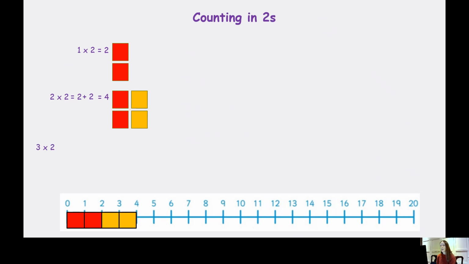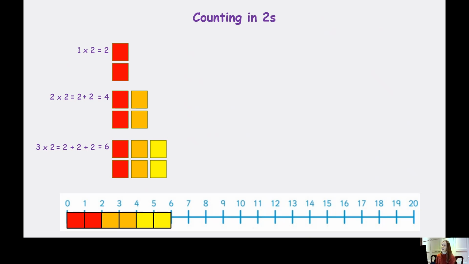The third number in my 2x table, well, that's formed by working out the answer to 3 times 2. And that means 3 lots of 2 or 2 plus 2 plus 2, 3 lots of 2 being added together, which gets us to 6. And if I add my third lot of 2 to my number line, you can see there I've reached 6.